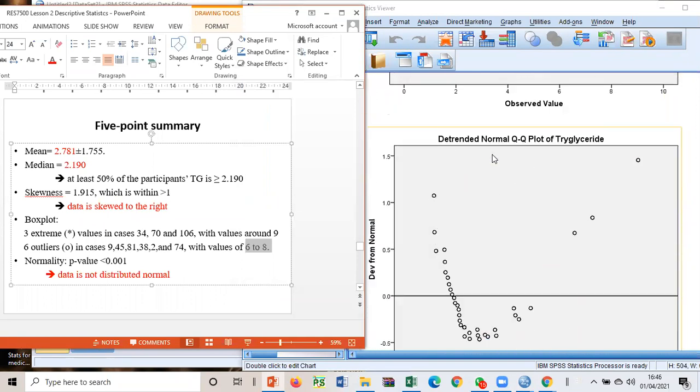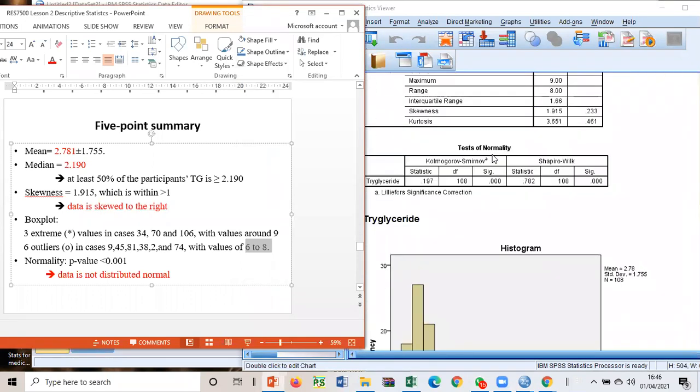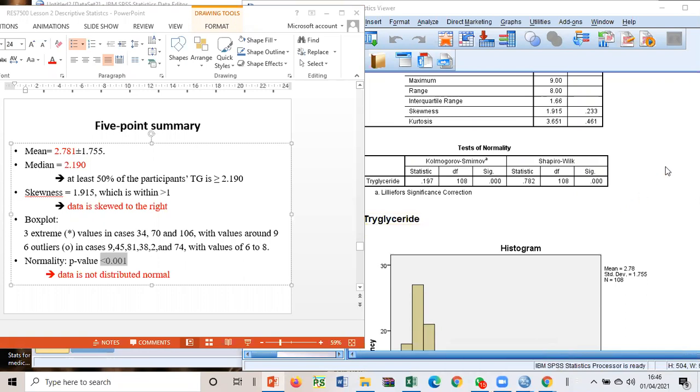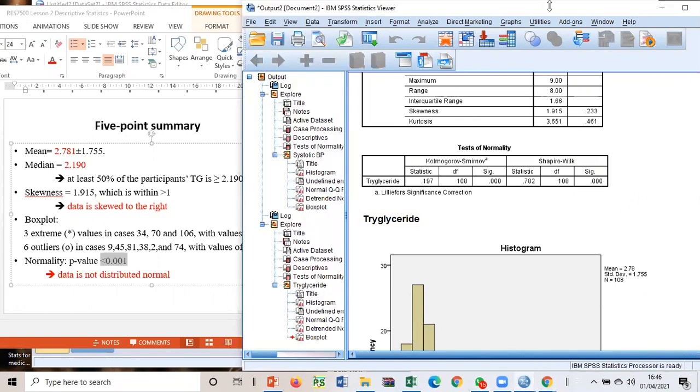Normality. What's the p-value for normality? 0. Now, especially, you don't say 0. You say less than 0.001. Is it less than 0.05? Yes. Therefore, data is not normally distributed. Are we clear? Yes.